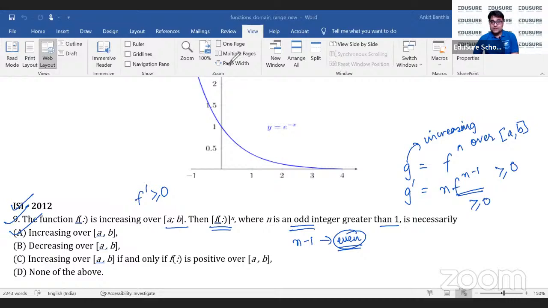ठीक है? Answer is A. सबको समझ में आया, right? समझ में नहीं आया, then please put it in the chat box immediately.